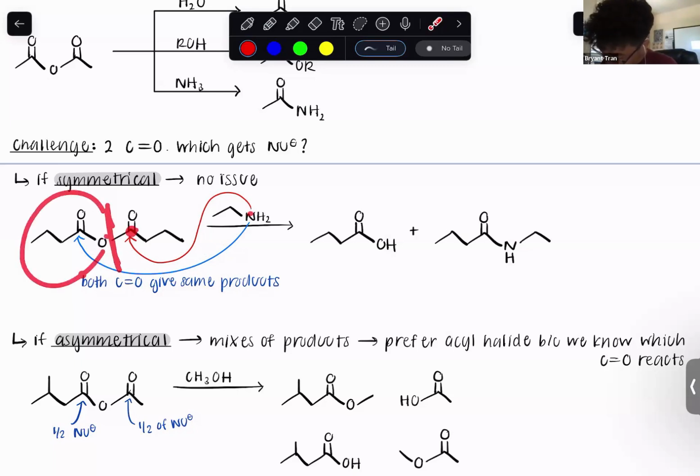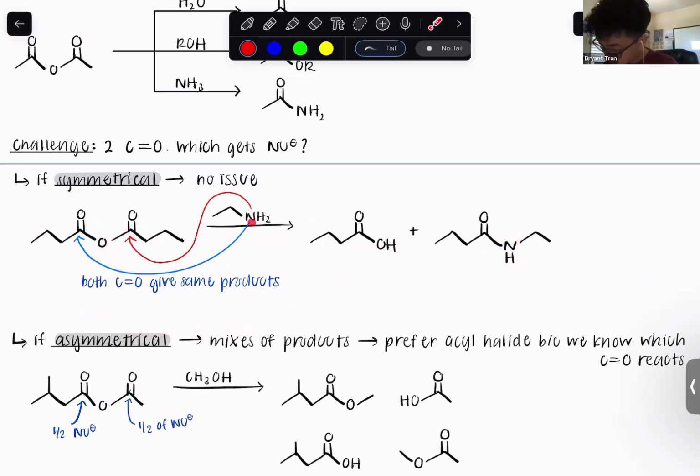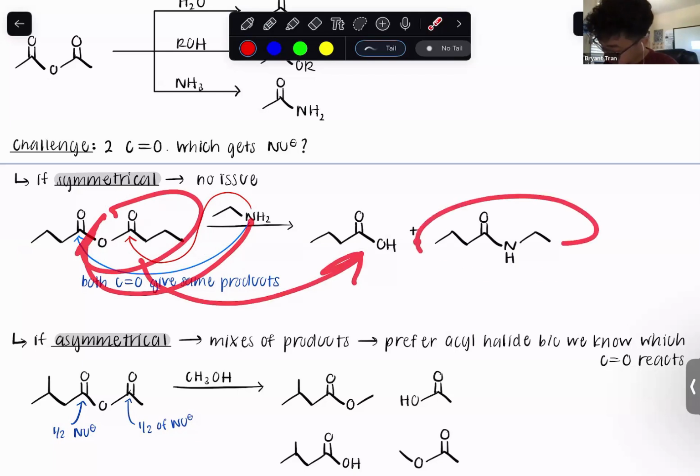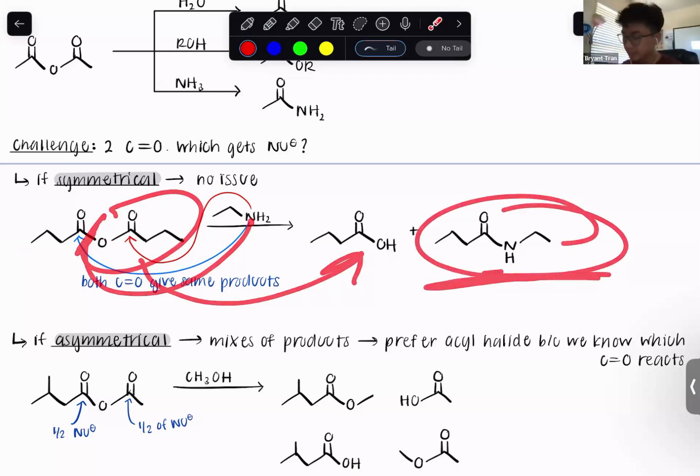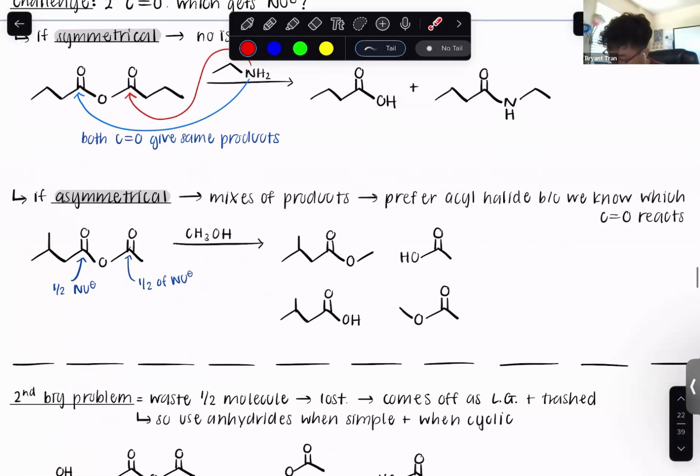That means that this right here is the leaving group, and the leaving group is going to leave in the form of carboxylic acid, and then the electrophile is going to have this nucleophile attached to it like that. But if you did it the other way, this would be the leaving group, which will become that, and this would be the nucleophile, which will become that. And because it's symmetrical, there's no issue there. But if it's asymmetrical, you get a mix of products, right?